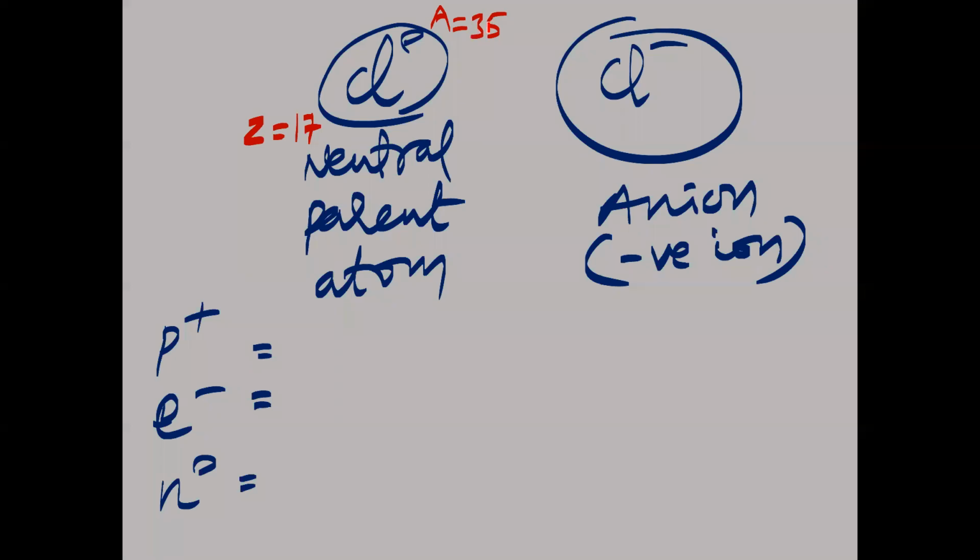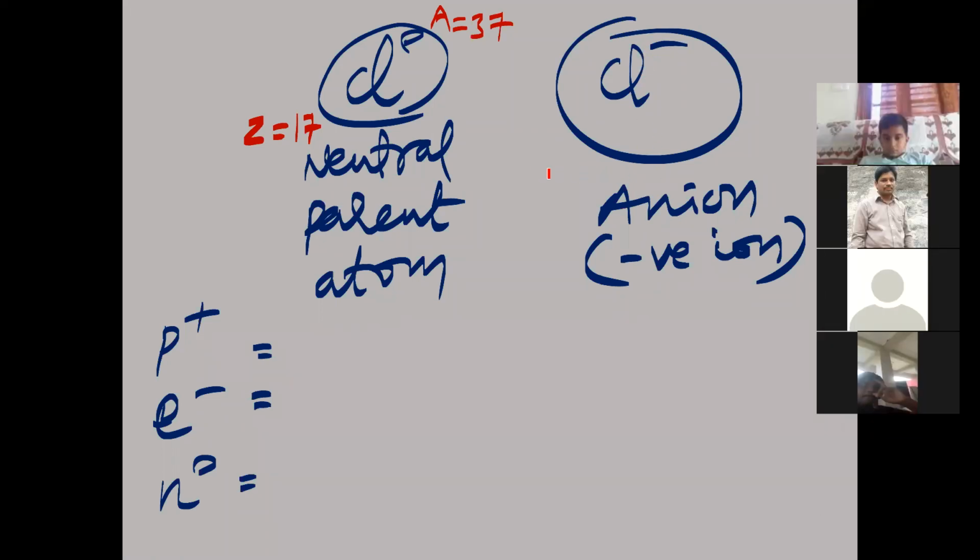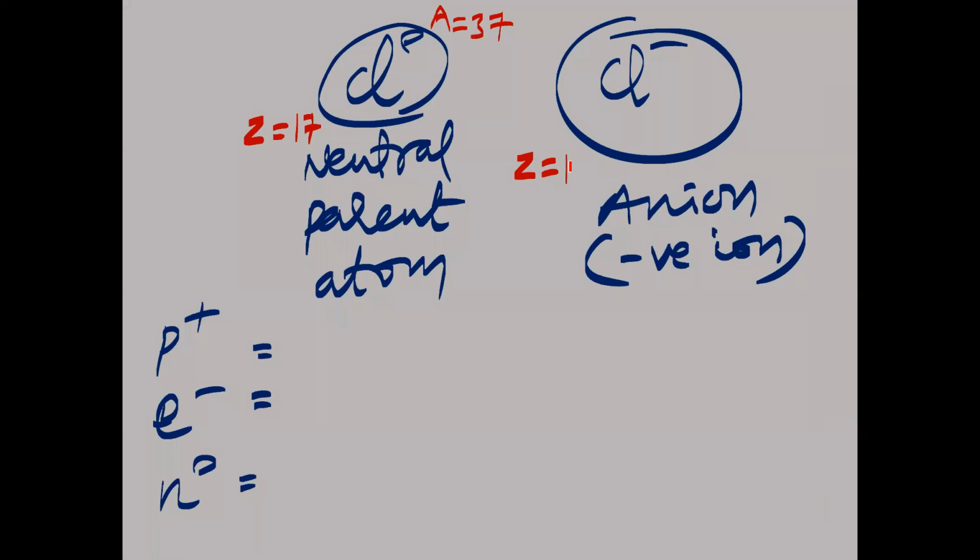Here I am taking 35. If you take 37 also, no problem. I would say take 37 here. Now we have taken one chlorine atom with atomic number 17 and mass number 37. Next, Cl minus, it is an anion. Here atomic number remains the same, and mass number remains the same, 37. Atomic number 17. So atomic numbers will always be the same for atoms and ions. Mass number also remains the same.